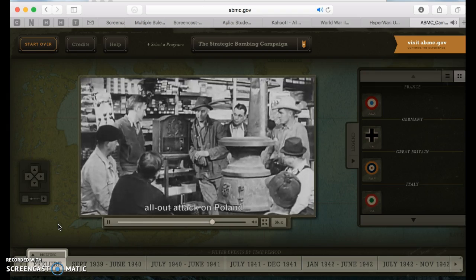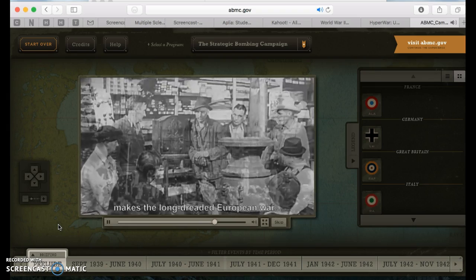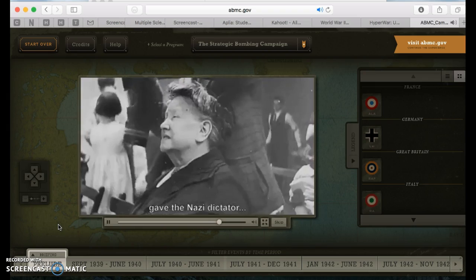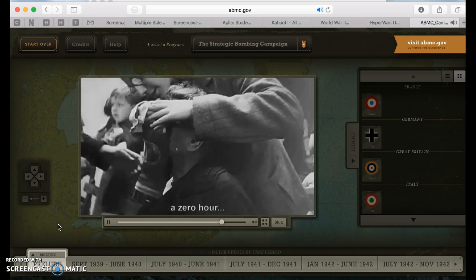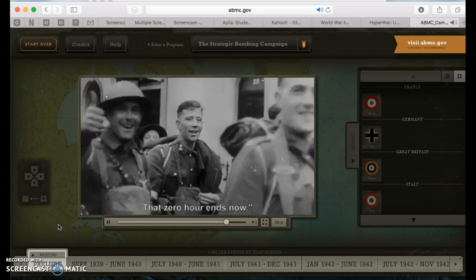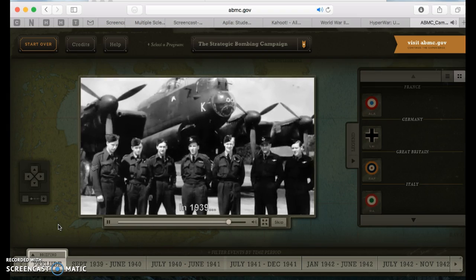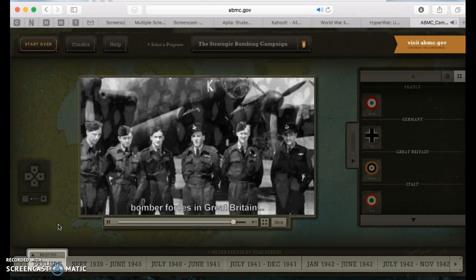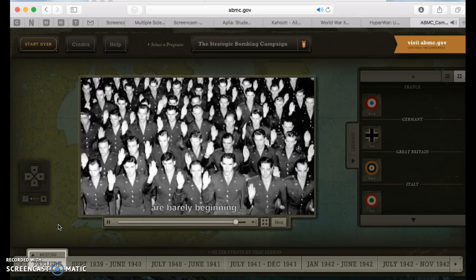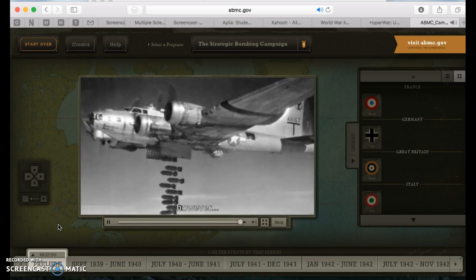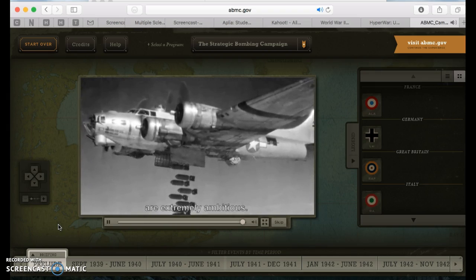Adolf Hitler's all-out attack on Poland makes the long-dreaded European war a certainty. Prime Minister Chamberlain of Great Britain gave the Nazi dictator a 0 hour for withdrawing his troops from Poland. That 0 hour ends now. In 1939, as war is about to break out, bomber forces in Great Britain and the United States are barely beginning to organize and equip. Long-term plans for them, however, are extremely ambitious.